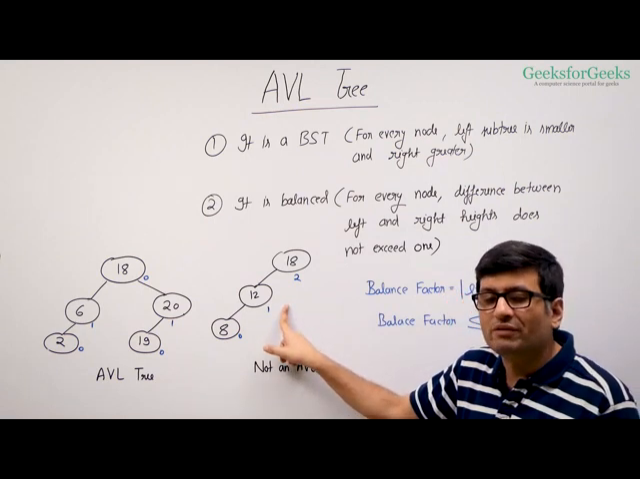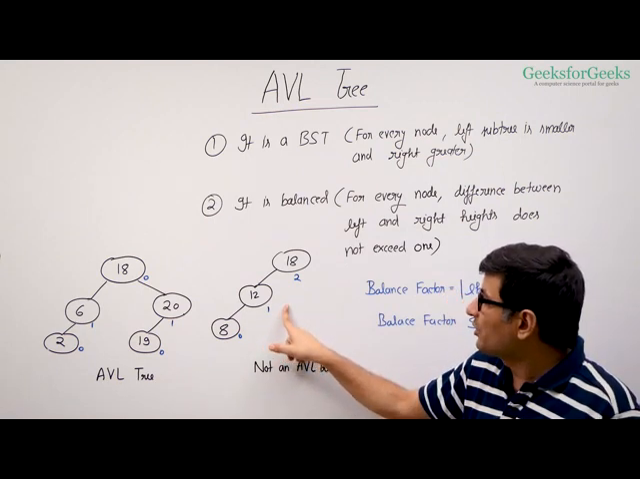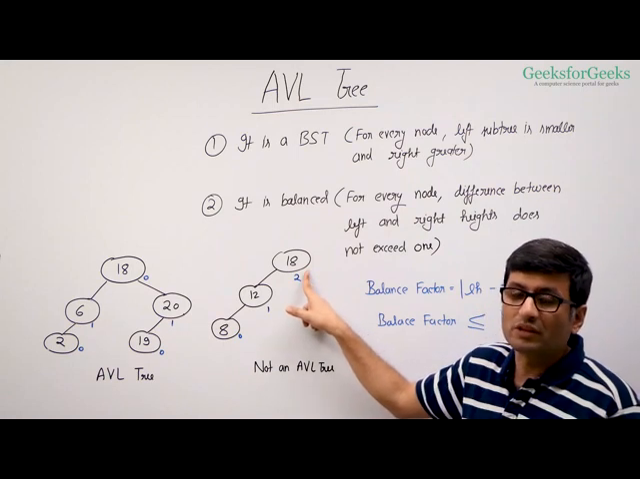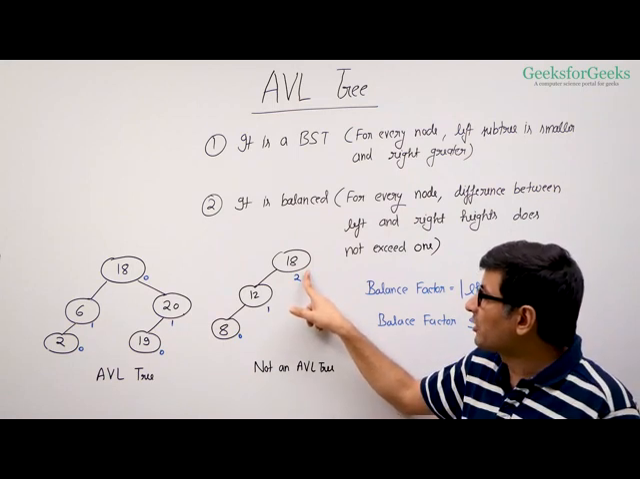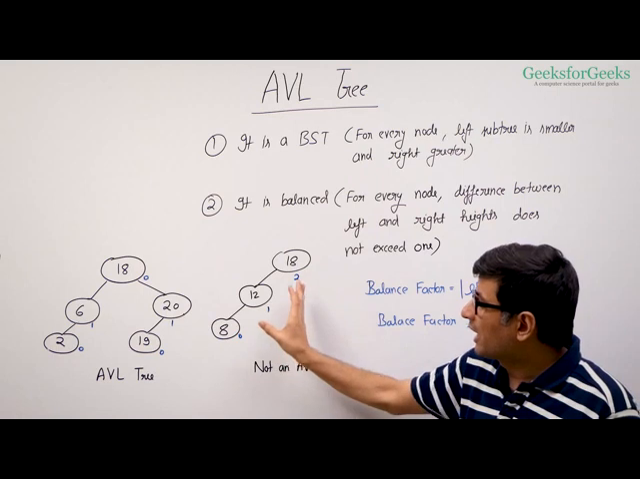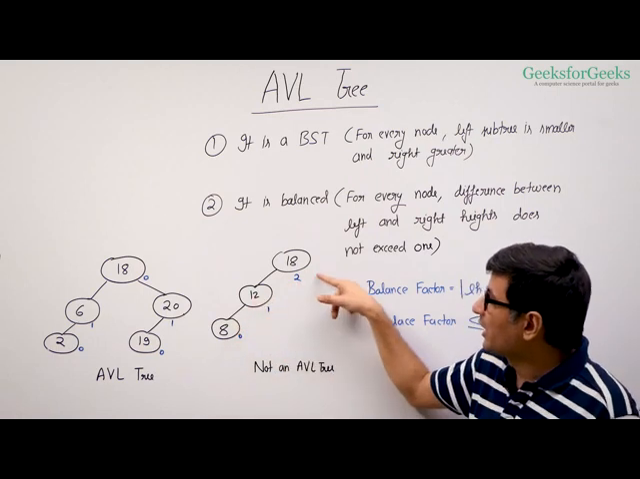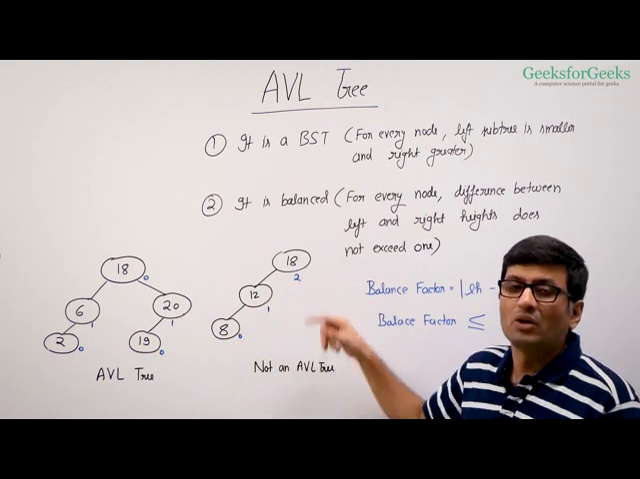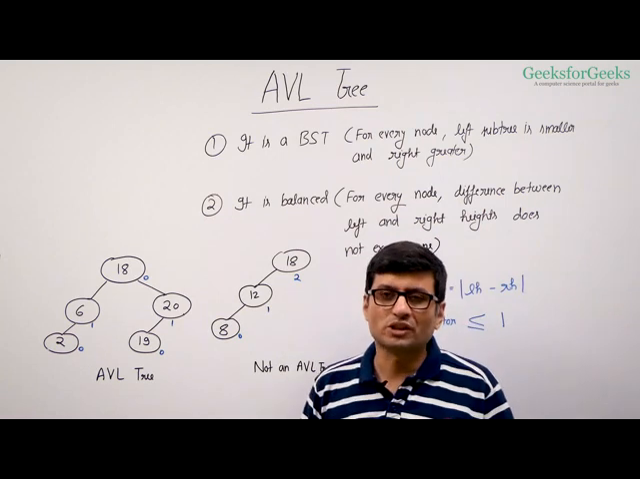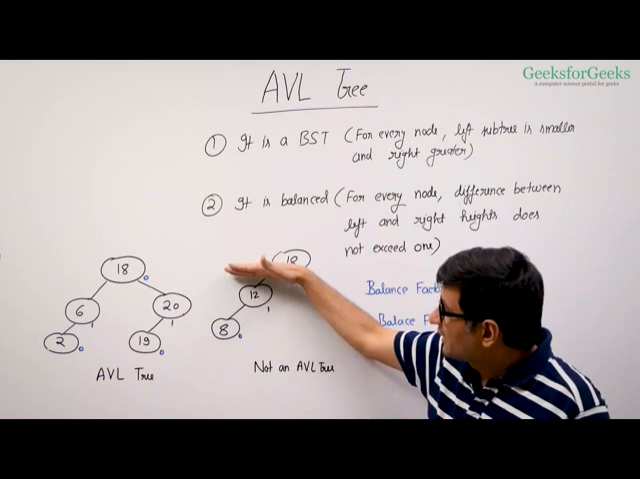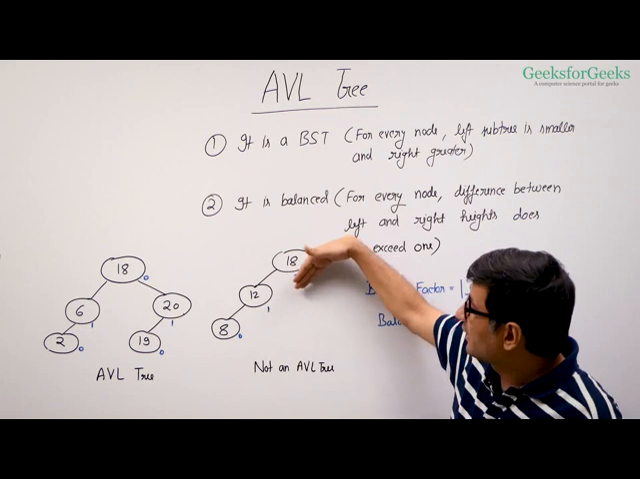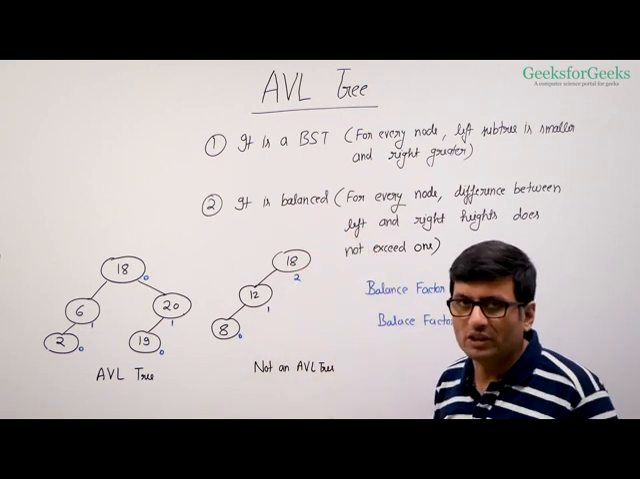Let's see this tree. This is not an AVL tree because there is a node whose balance factor is 2, greater than 1. Balance factor of this node is 2 because height of left subtree is 2 and height of right subtree is 0. We are counting the height as number of nodes in a tree. So this side has height 2 and this side has height 0. So this is not an AVL tree.